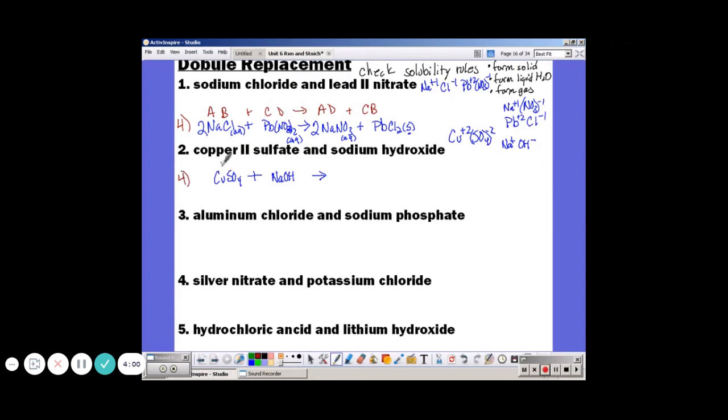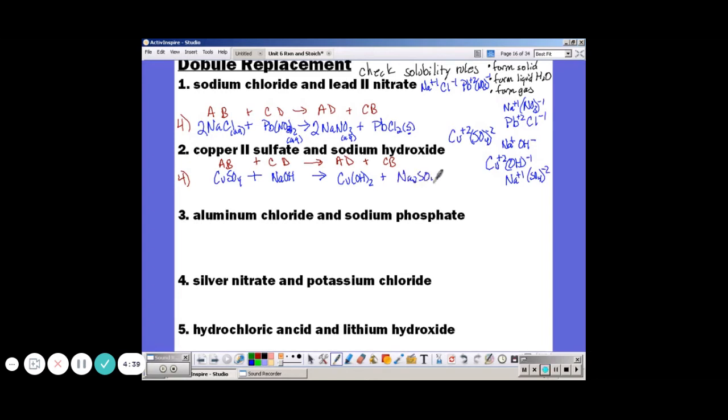AB plus CD goes to AD plus CB. A in the problem is copper, Cu plus 2. D in the problem was hydroxide, OH minus 1. So I cross my charges and get CuOH2. C in the problem was sodium, plus 1, and B was sulfate, SO4 minus 2. So I cross my charges, Na2SO4.